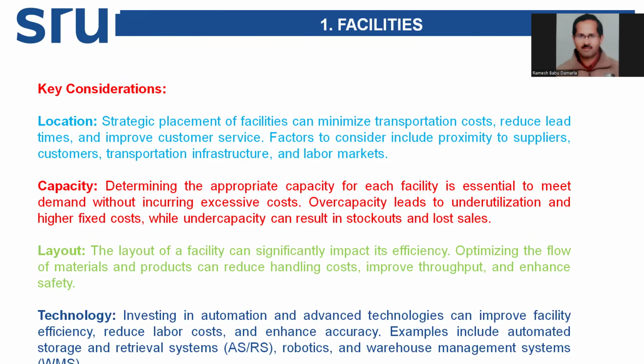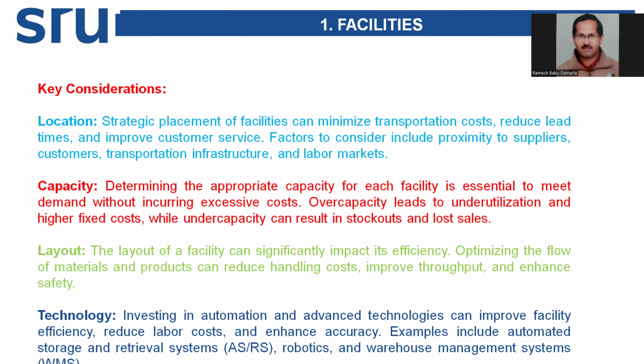What are the key considerations in facilities? The first consideration is the location. Strategic placement of facilities can minimize transportation costs, reduce lead times, and improve customer service. Factors to consider include nearness to the suppliers, nearness to the customers, availability of transportation infrastructure, and labor and markets. Based on this, one needs to decide the location of the facility.